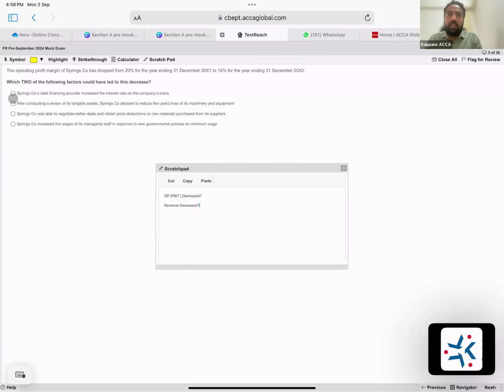Option A: Springs' debt financing provider increased the interest rate on the company's loan. You have to understand that operating profit is PBIT, profit before interest and tax. So the increase or decrease of interest will not affect PBIT. And operating profit margin is PBIT or operating profit divided by revenue. So definitely interest will not affect operating profit. So that is not the answer. So option A is not the answer. So we can strike through it.